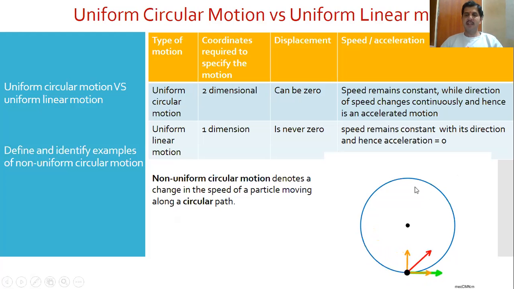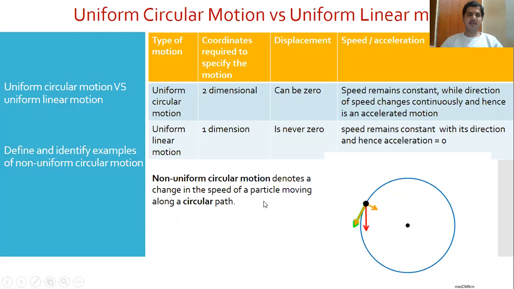When the particle is moving along a circular path, the speed of this particle keeps on changing, which means what? Here, let us say it is going slower. Now, as it keeps on going upwards, the speed keeps on changing. As you see, the green vector shown here is increasing constantly. Here it is much smaller. Now, as it keeps on going down, it keeps on increasing, which means the speed is now increasing. So this is nothing but your non-uniform circular motion.